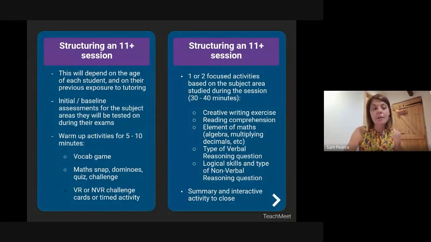Ultimately, structuring an 11+ session is going to depend on the age of each student. Some students will start preparing for their 11+ exams when they're in year 3, others in year 4, year 5. So it's going to really depend on where the child is in terms of their age and in terms of their previous exposure to tutoring. So I do think it's important to remember that when you're looking at structuring any sort of tutoring session.